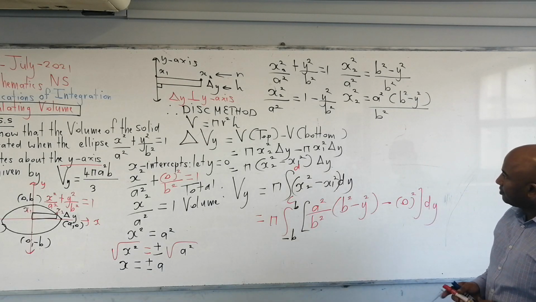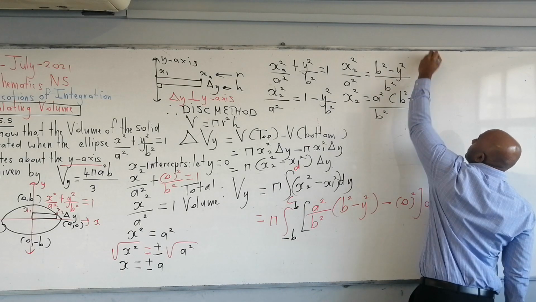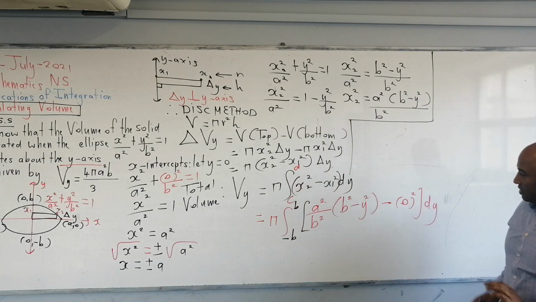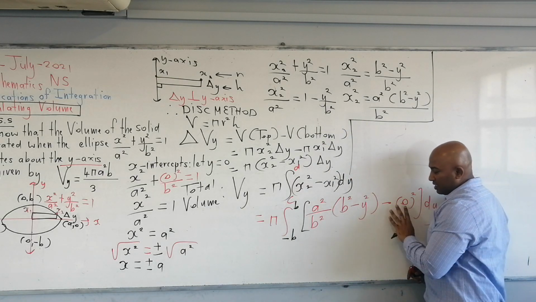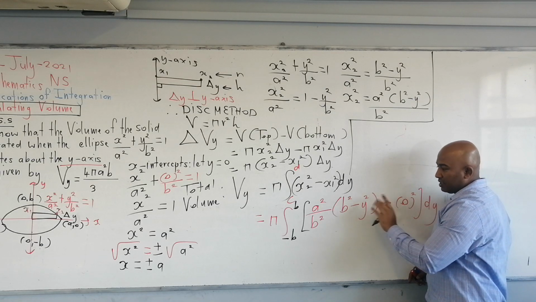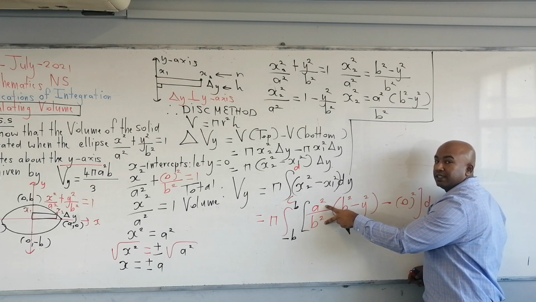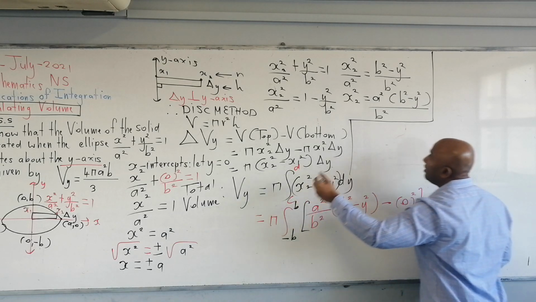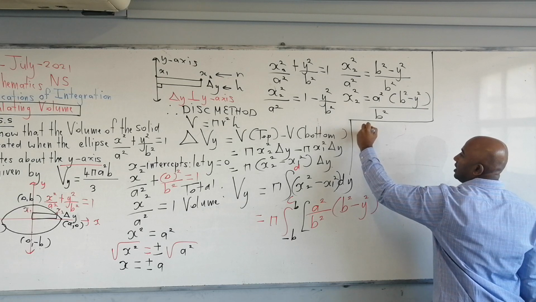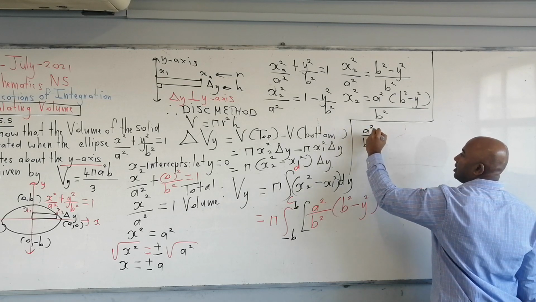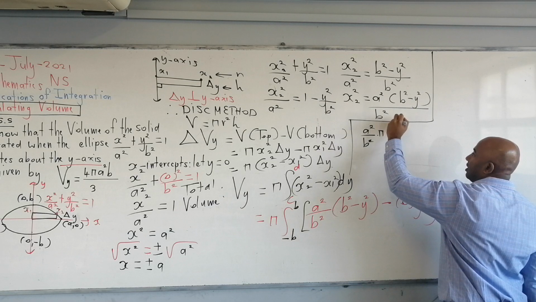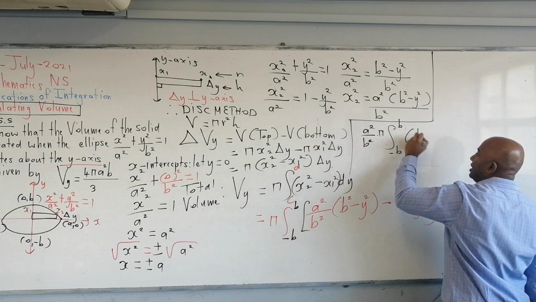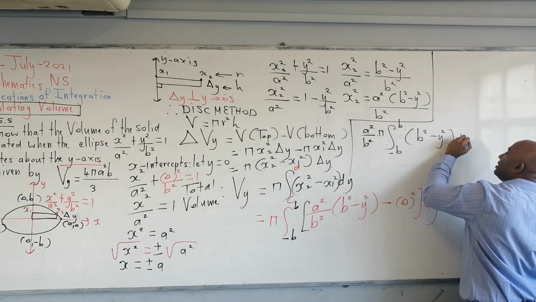Alright, now let's simplify first. So what do I want to do? This is out. 0 squared is 0, which is out. A squared over b squared are numbers. Any number you have, take it, multiplied by pi in front. So that's going to be a squared over b squared multiplied by pi. And then I got b and minus b. And then I have b squared minus y squared dy.